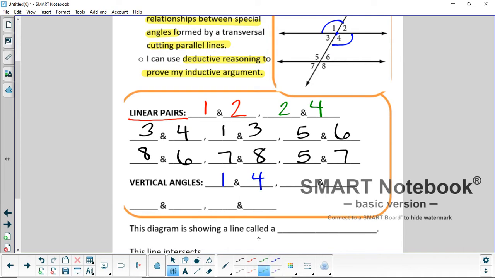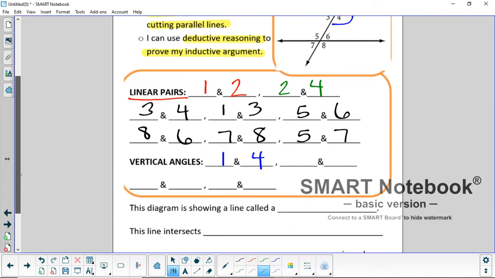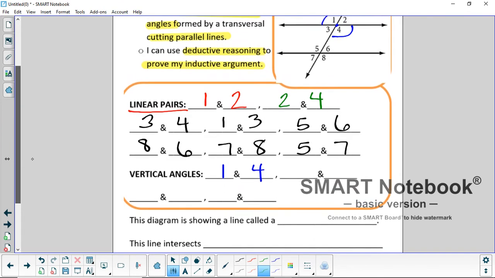All right, now take a minute and try to find the remaining 3 vertical angle pairs. All right, let's check your work. So the remaining pairs would be 2 and 3, 5 and 8, 6 and 7.